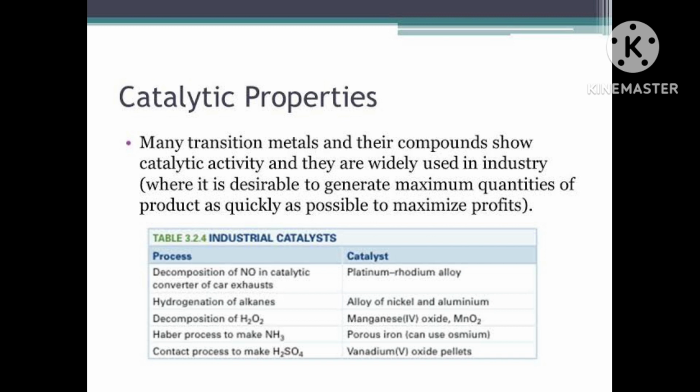Now another example, that catalytic action can be given as 2Fe3 plus, 2Fe3 plus 2I minus. It will give 2Fe2 plus and I2. Okay, 2Fe3 plus 2I minus gives 2Fe2 plus and iodine I2. This happens due to the catalytic action. In this reaction catalyst is used.